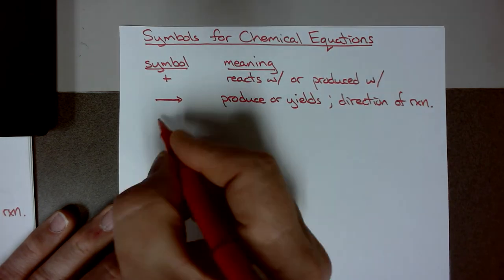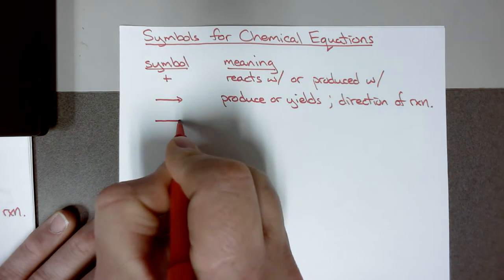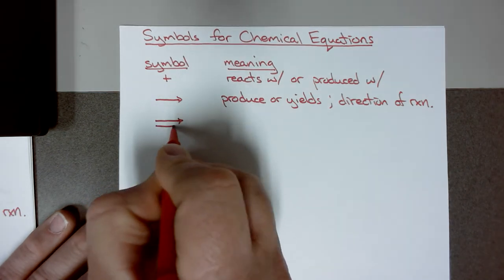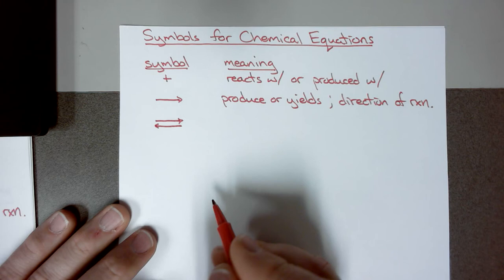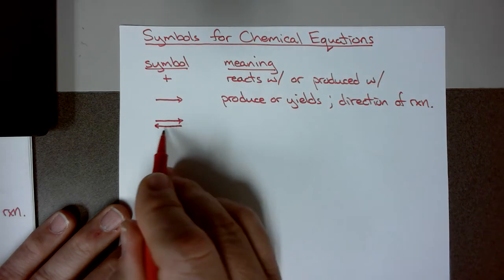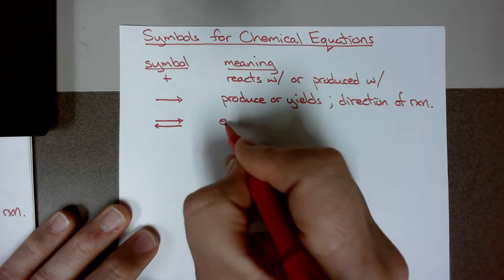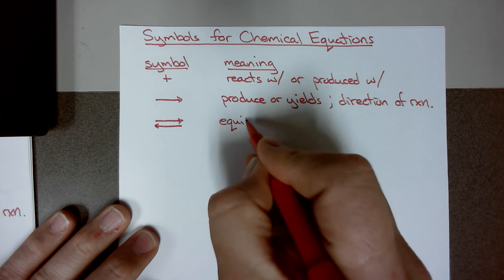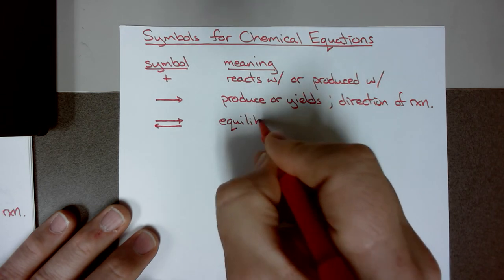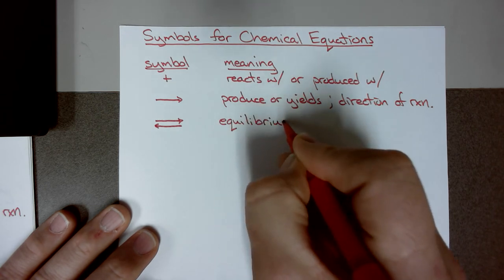Now, one thing that we will not see too much of in this class, but you'll see a lot of it in Gen Chem 2, is arrows going in both directions, and this means equilibrium. And I'm not going to spend time discussing that right now because you will get plenty of it in Gen Chem 2.